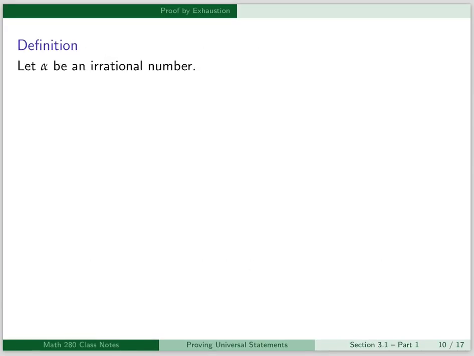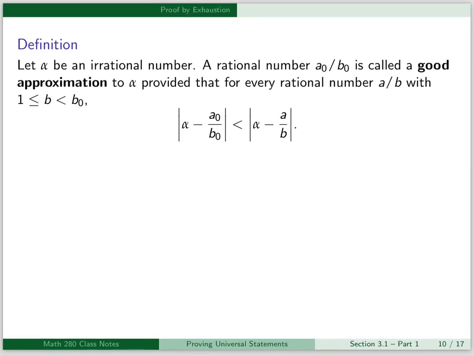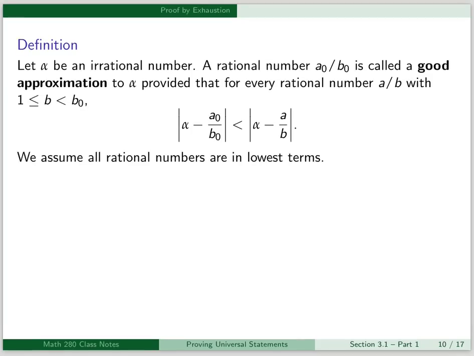So let alpha be an irrational number. A rational number a naught over b naught is called a good approximation to alpha, provided that for every rational number a over b with 1 less than or equal to b less than b naught, the absolute value of alpha minus a naught over b naught is less than the absolute value of alpha minus a over b. And we assume all rational numbers are in lowest terms.